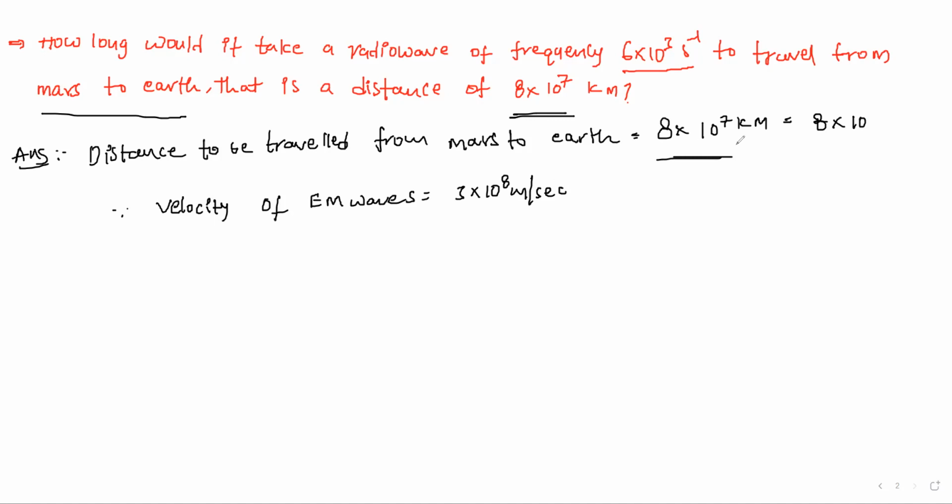Okay, distance came already, and velocity also. If you know the distance and velocity, we can find the time easily. The time equal to distance by velocity, that's it. My 8 into 10 to the power of 7 kilometers is nothing but 10 to the power of 10 meters only, into 1000. To convert kilometers to meters, what we have to do? We have to multiply with 1000.